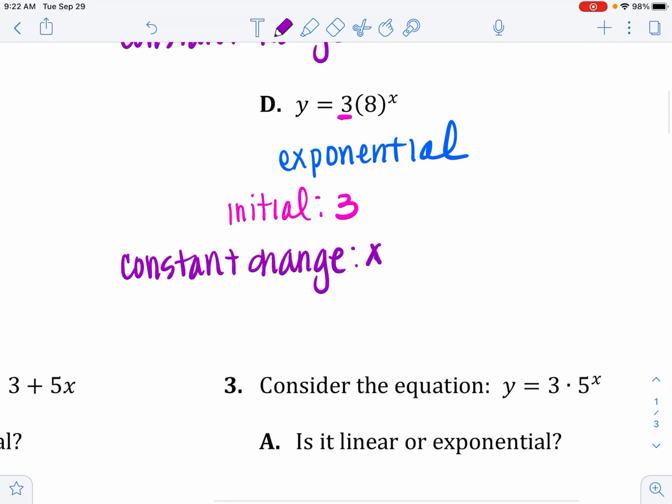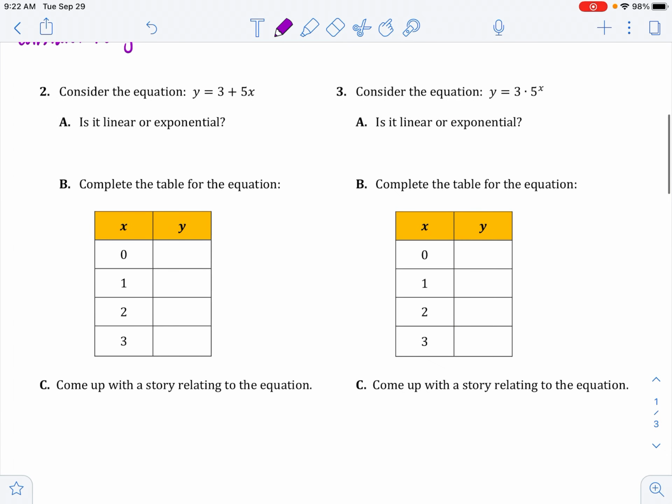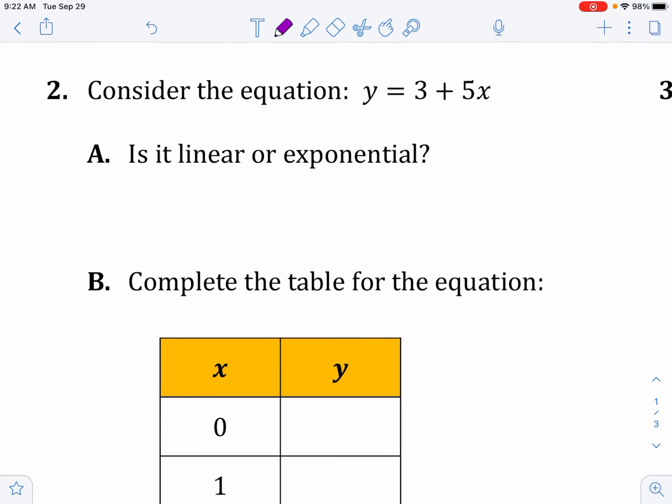Okay. Number 2 says consider the equation y equals 5x plus 3. Is it linear or exponential? Complete the table and then come up with a story relating to the equation. You're going to make up your own story when we get to that, but let's just make sure we're okay with filling in the table. First off, I want to know, is it linear or exponential? This is in the form y equals mx plus b, so it is linear.